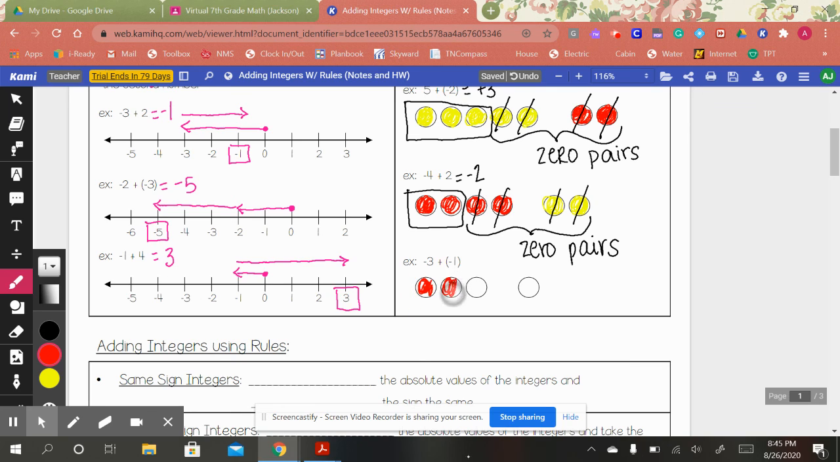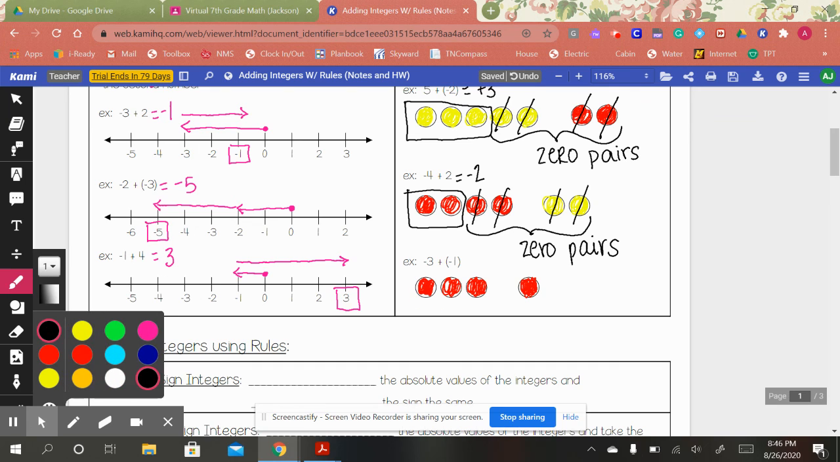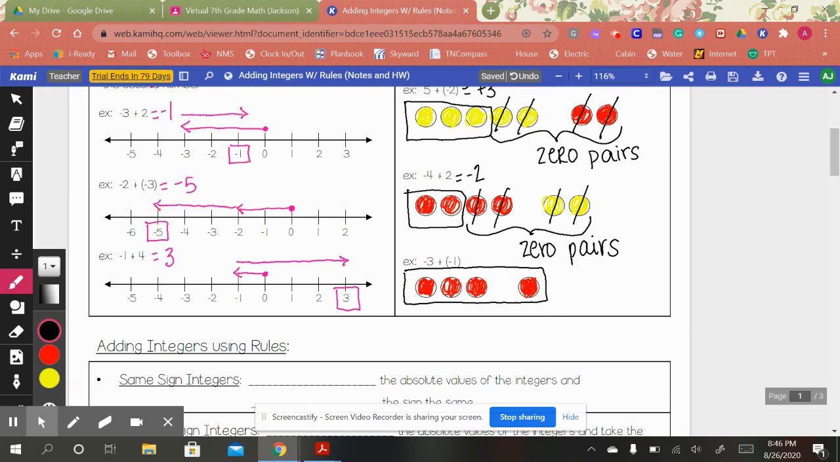And then I'm going to color 1 more red because it's -1. I do not have any opposites to cross out to form a 0 pair. So I am finished. I'm going to just add up how many negatives I have. I have 4. So that means that answer is -4. And I'm going to make myself a note, no 0 pairs. So -3 plus -1 is -4.